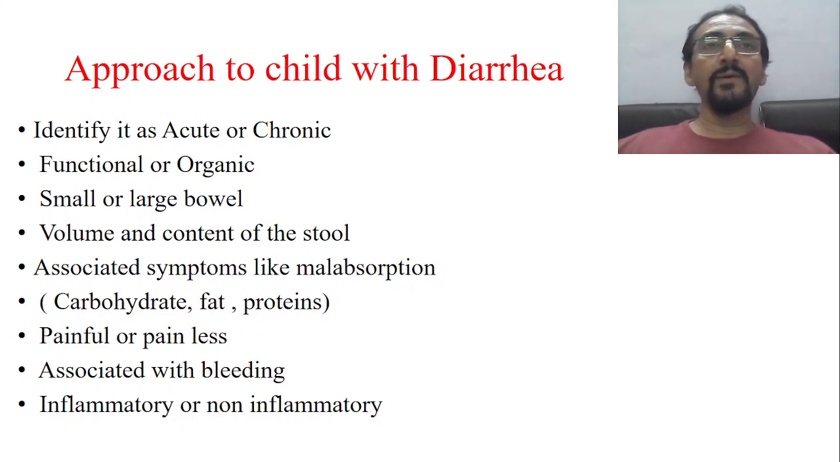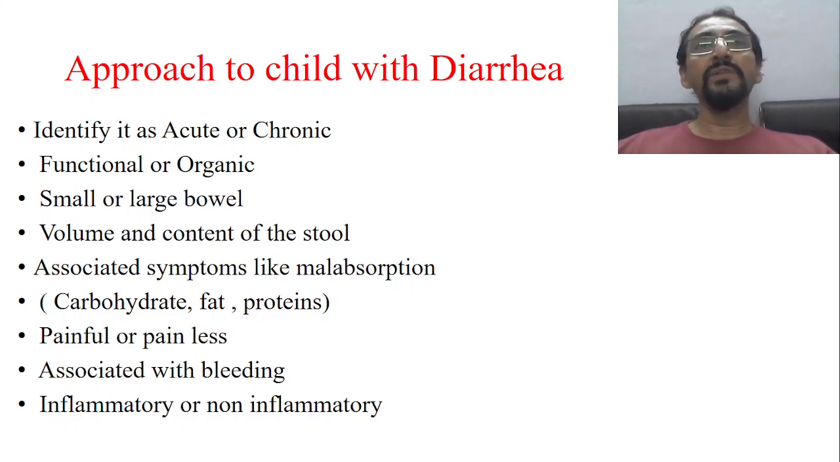Along with diarrhea, you also find malabsorption syndrome: malabsorption of carbohydrate, malabsorption of fat, malabsorption of the proteins. You know that carbohydrate is a glucose source. Glucose is very important for all the bodily actions. Okay, it's the richest source of ATP.